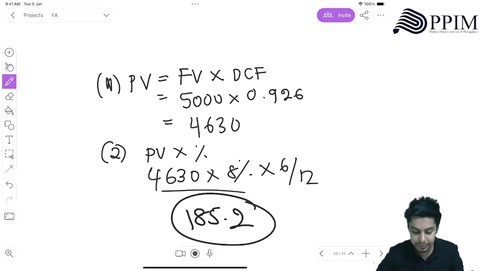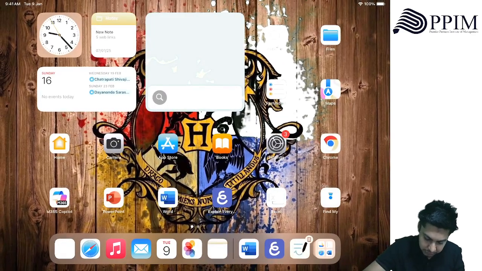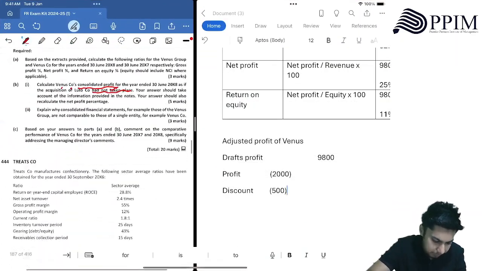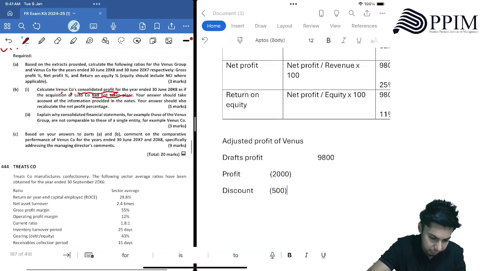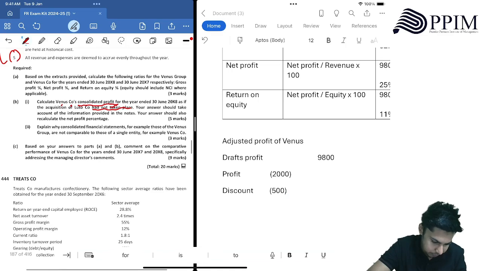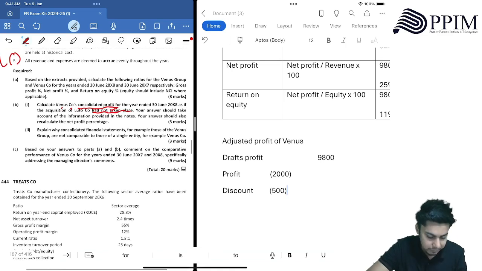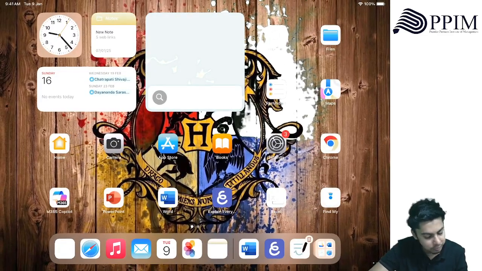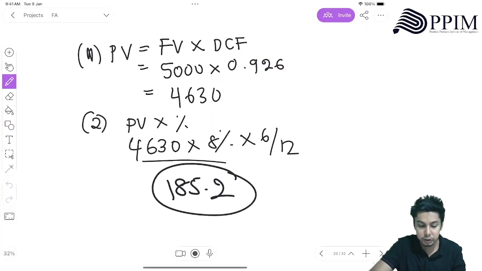Okay, let's take it as 185 approximately, because I believe in this question they are telling us to take the numbers to the nearest whole number. Have they said something like that? No, right? But anyway, guys, let's go with 185. So 185, guys, should be the answer.